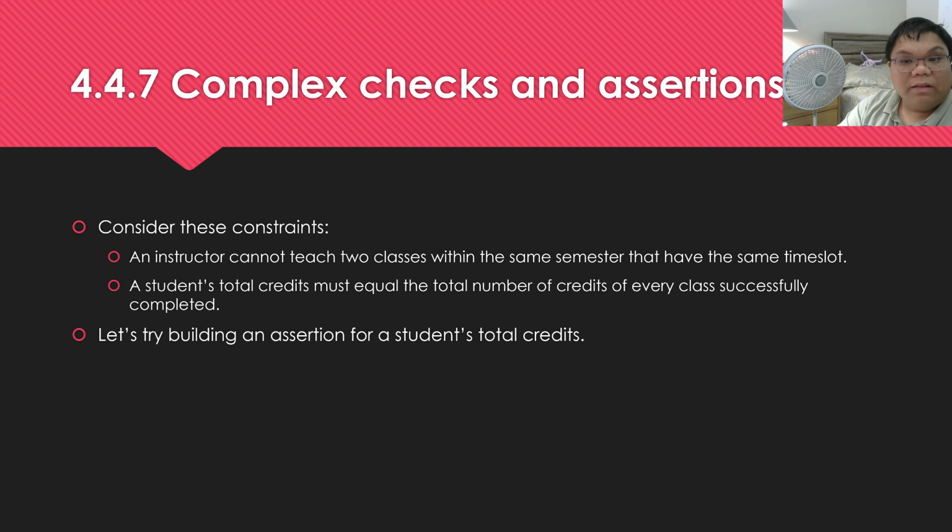So these are some complex constraints that we would want our university example to uphold. An instructor cannot teach two classes within the same semester that have the same time slot, unless we are able to live stream the course into another classroom. That could happen, but for our purposes, we are assuming we can't do that. So that's one constraint we could also check.